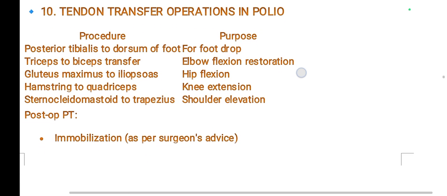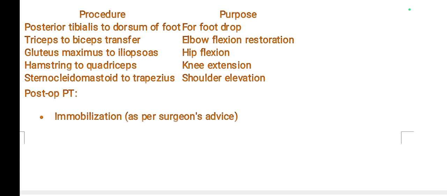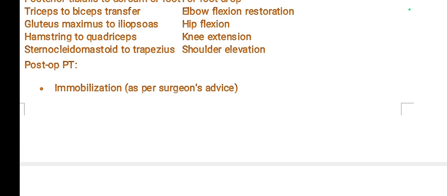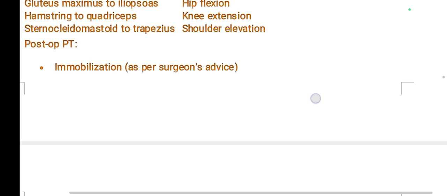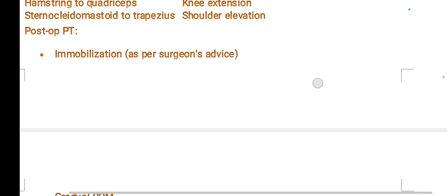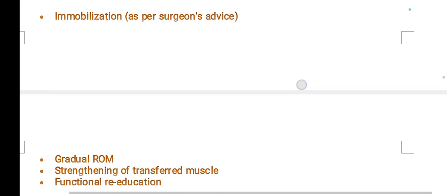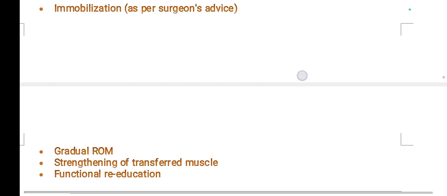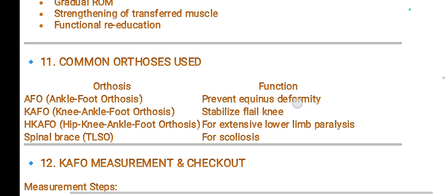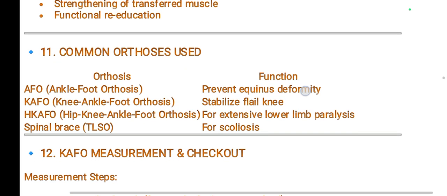Tendon transfer operations in polio: posterior tibialis to the dorsum of the foot for foot drop, triceps to biceps transfer for elbow flexion restoration, gluteus maximus to iliac crest for hip flexion, hamstrings to quadriceps for knee extension, sternocleidomastoid to trapezius for shoulder elevation. Post-op PT: immobilization as per surgeon's advice, gradual range of motion, strengthening of the transferred muscle, functional re-education.